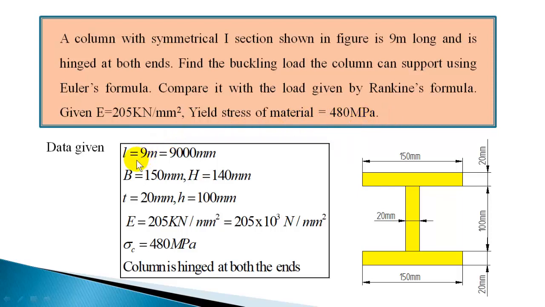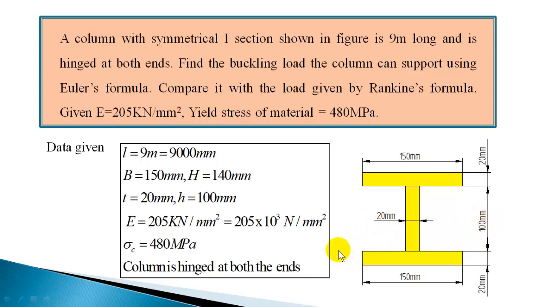So the column is 9 meter long or 9000 mm, and it's having a symmetrical I section which is given here. The size of the flanges is 150 mm and here again 150 mm, and thickness is 20 mm. Thickness of the flanges and web all 20 mm. So this is a symmetrical I section. If you take this as x-axis, this portion and this portion are symmetrical. Size of flanges are equal and thickness also same. So that makes it symmetrical with respect to x-axis.